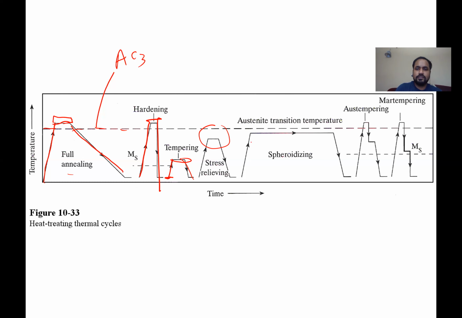There's another kind of heat treatment which we will not be doing for sure. This is a long time heat treatment. It's called spheroidizing. It converts the martensite into spherical form. We will not be doing that treatment.